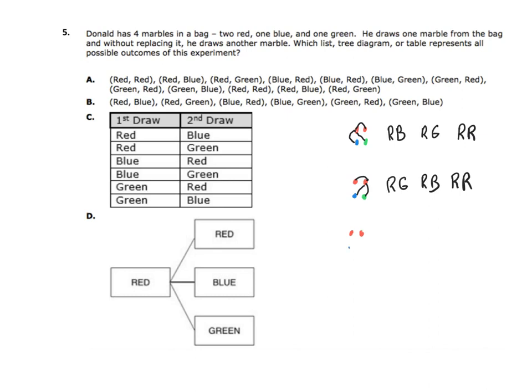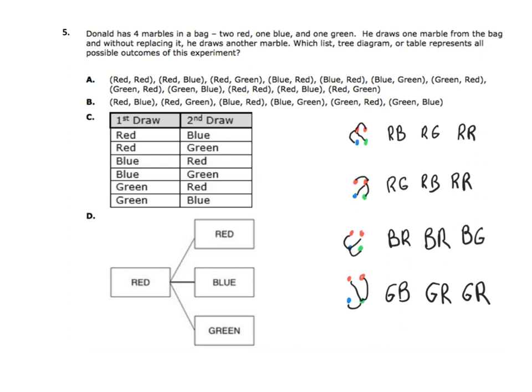We have some more that we can add in. So we need to start with the blue. So starting with the blue, we have blue-red. We have blue-red with the other red marble, and we have blue-green. And we need to start with the green now. To get all the possible combinations, we have to start with each marble being drawn first. So now it's the green's turn. We have green, blue. We have green, red, and green, red.